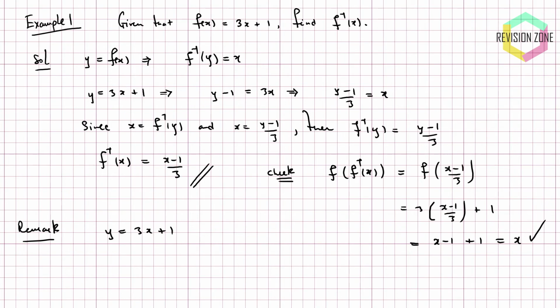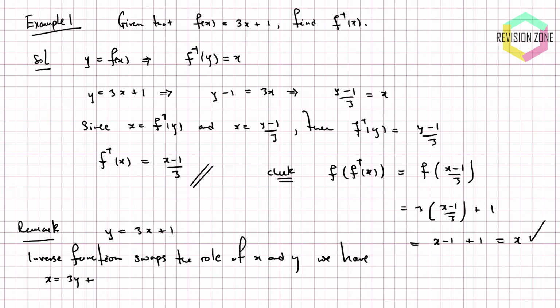And what you want to say is, because the inverse function swaps the role of x and y, we can go to this thing here, and because we want the inverse of this, we swap the roles of x and y. So we have that x equals 3y plus 1 must be satisfied by the inverse function.